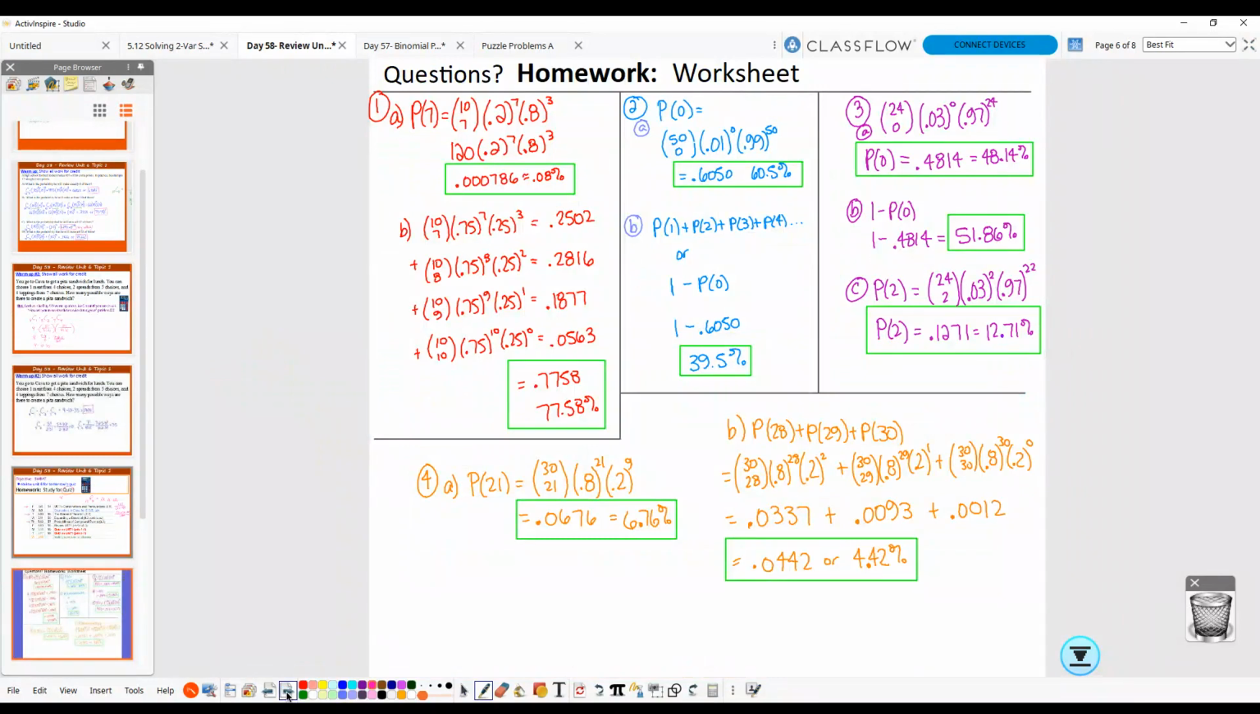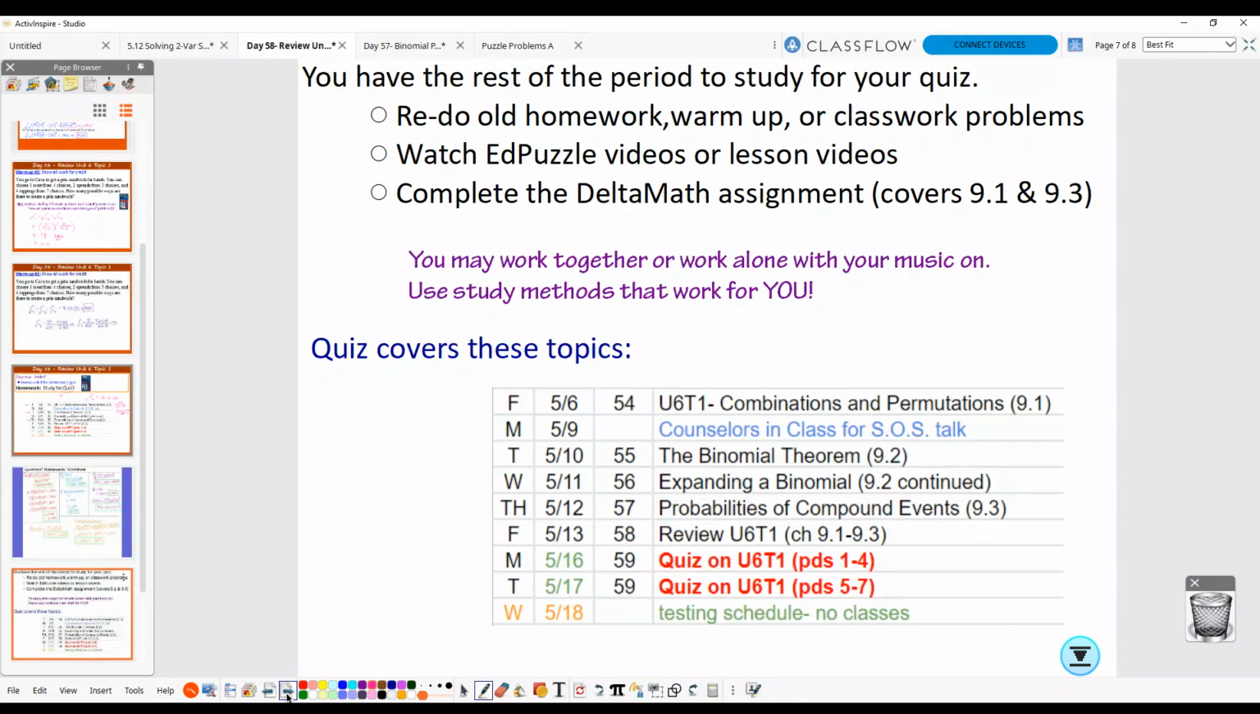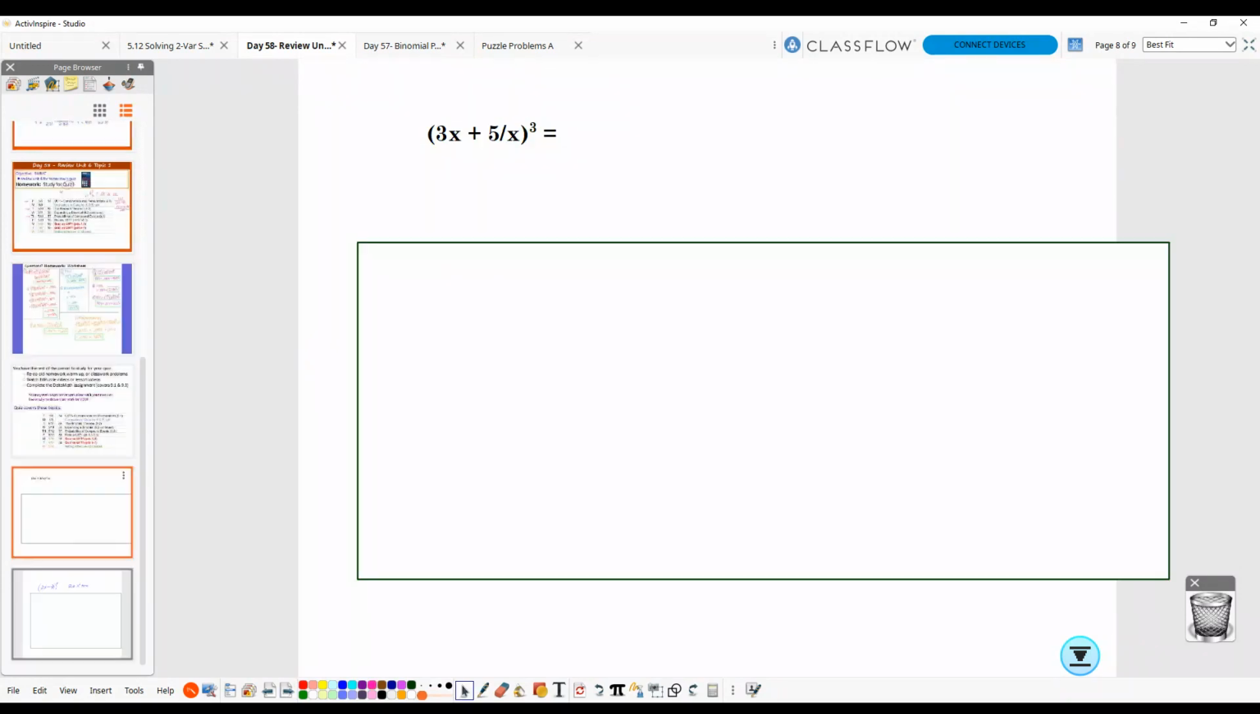Here are the solutions to the worksheet. And you should look over your old quizzes and tests, all the notes that are posted, and check the Delta Math assignment.